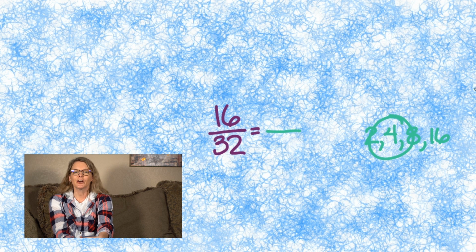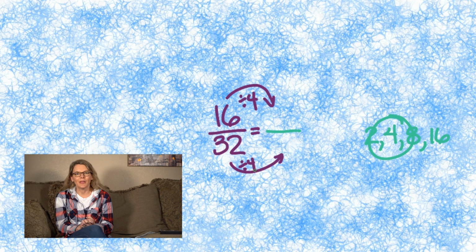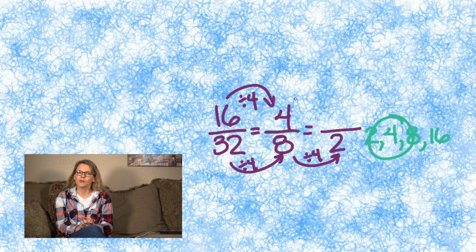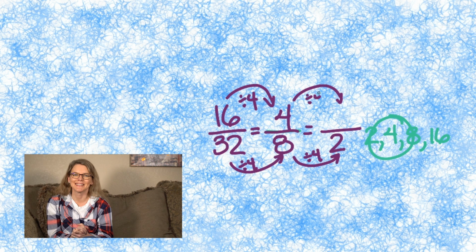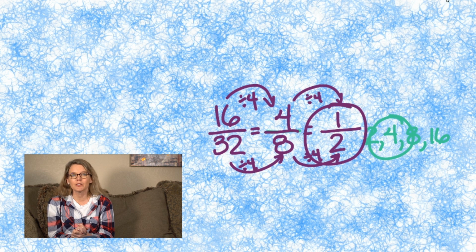So we do what we've learned. Divide the top and bottom by 4, and we get 4/8. Looking at that, we need to go a little further, dividing the 4 and 8 by 4. This will give us our final answer of 1/2. You can divide repeatedly as many times as you need to get the fraction into lowest terms.